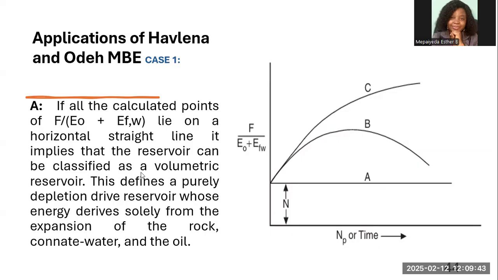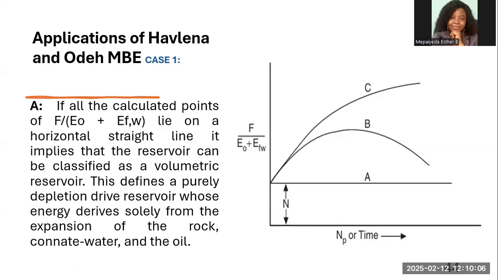Okay. This defines a purely depletion drive reservoir whose energy derives solely from the expansion of the rock, connate water, and the oil. So I believe you understand this now from part 1 and part 2. So it's showing that the reservoir is purely volumetric. And because it is purely volumetric, there is no water influx.